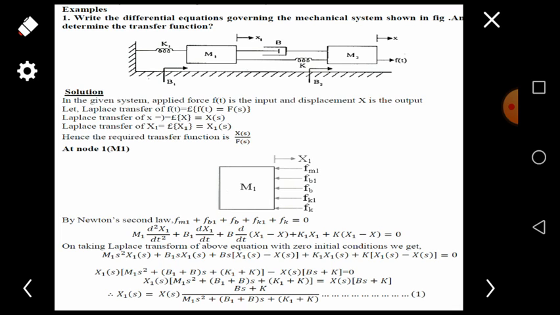Now we want to find the value of X1, so we are going to divide the right hand side by the multiplication value of X1(s) on the left hand side. So we get the value of X1(s) is equal to X(s) into (bs plus k) divided by m1 s square plus (b1 plus b) s plus (k1 plus k).